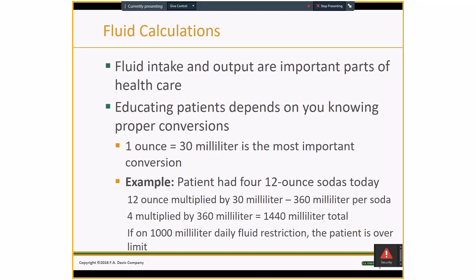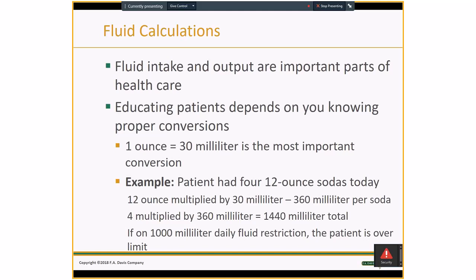There are some people, especially kidney dialysis patients that don't have the kidney function, or congestive heart failure people, who have a fluid restriction every day, and they can only have 1,000 milliliters per day. So if they're drinking 1,440 just of soda, they can't have anything else. They've already exceeded their limit. And that 1,000 is really hard to stick by.